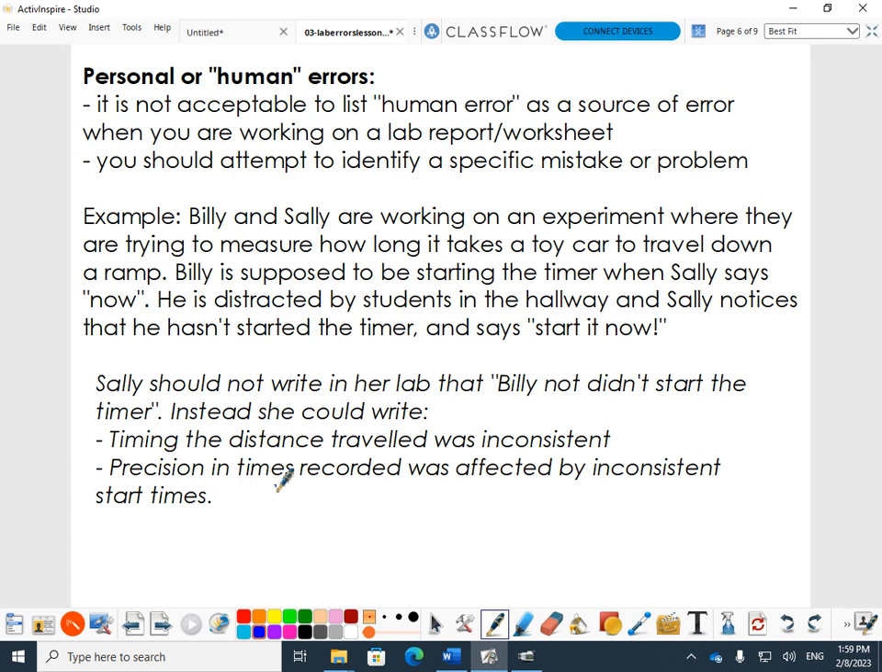So instead, and you don't need to be long-winded. It does not need to be this enormous run-on sentence. You can be very concise. "Timing the distance traveled was inconsistent." "Precision in times recorded was affected by inconsistent start times." Nothing in here says Billy was distracted by students. Okay, so it kept it within the ideas of what the lab is. What are we measuring? Timing the distance traveled. Was it consistent? No. Okay.